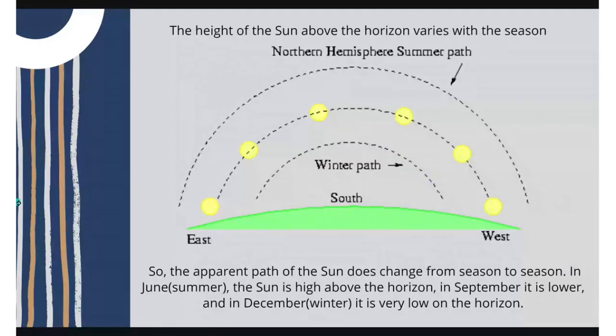So the height of the sun above the horizon varies with the season. As we can see here in the illustration, the northern hemisphere summer path is high above the horizon, and the winter path is lower than the summer path. So the apparent path of the sun does change from season to season. In June or the summer, the sun is high above the horizon. In September, it is lower, and in December or the winter, it is very low on the horizon.